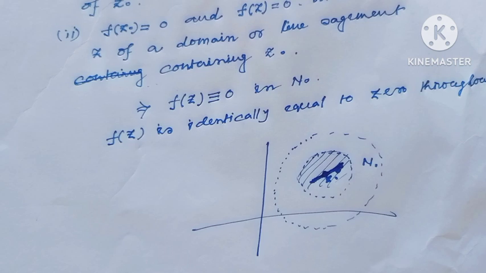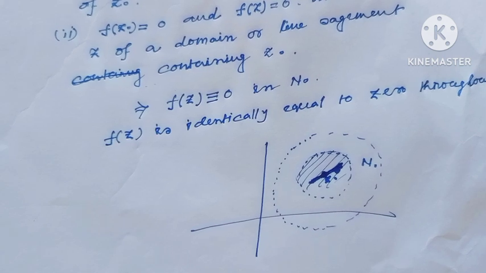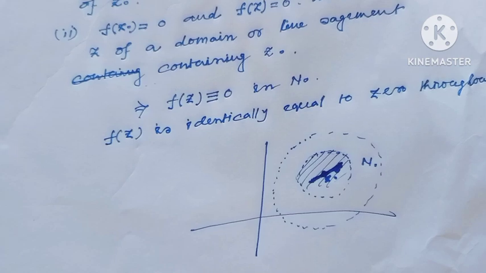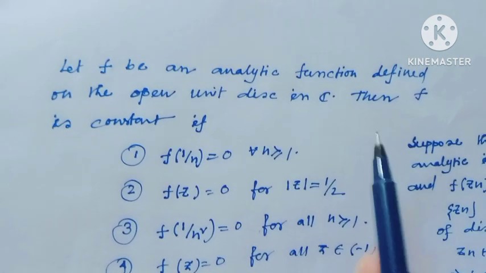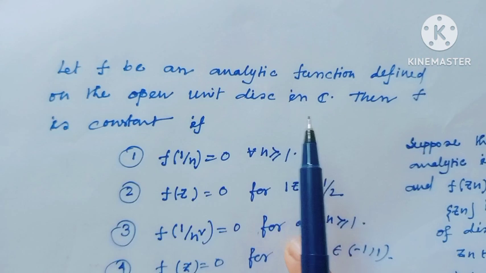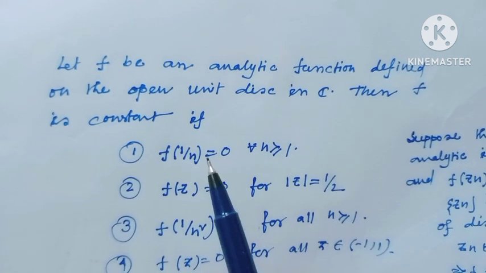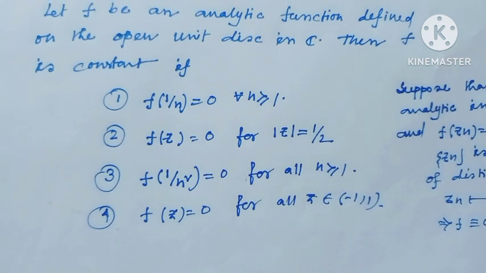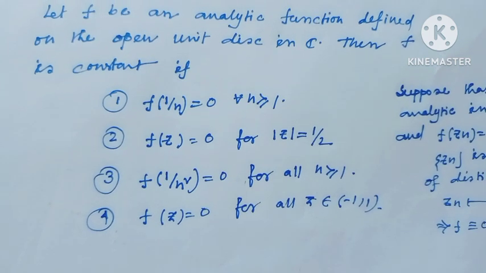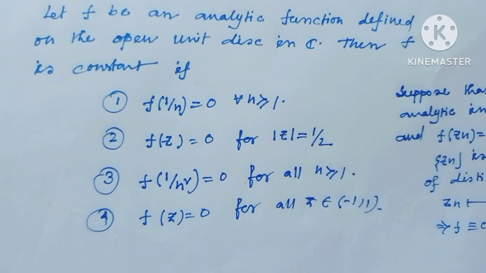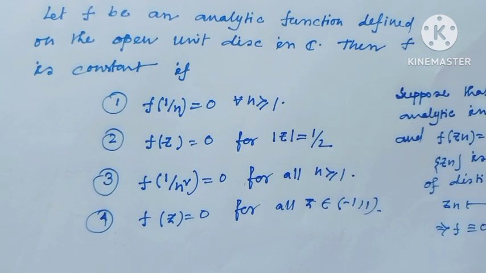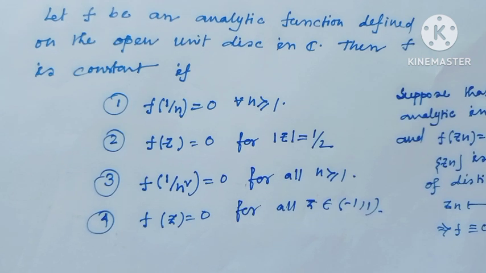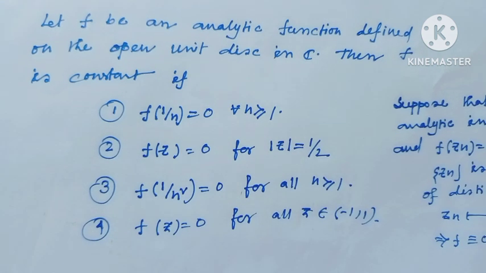Let's see one example which came in the CSIR NET exam. The question is: f is an analytic function defined on the unit disk in the complex plane C. Then f is constant if option 1, f of 1 over n equal to 0 for all n greater than or equal to 1. Option 2, f of z equal to 0 for modulus of z equal to half. Option 3, f of 1 over n square equal to 0 for n greater than or equal to 1. And option 4, f of z equal to 0 for all z belongs to minus 1 to 1.